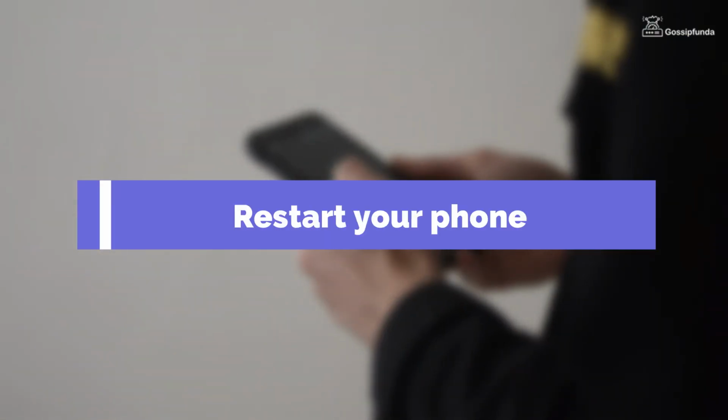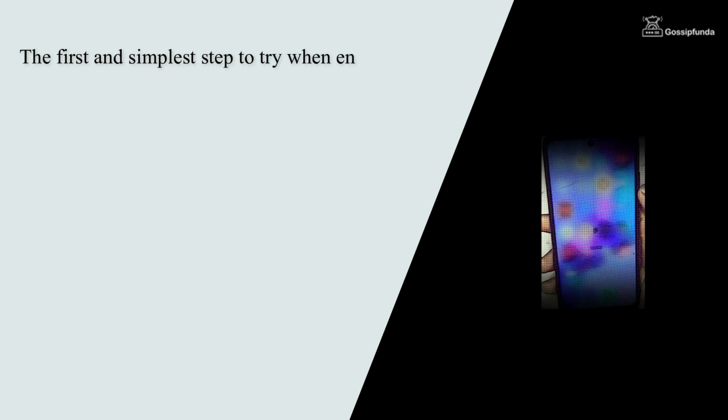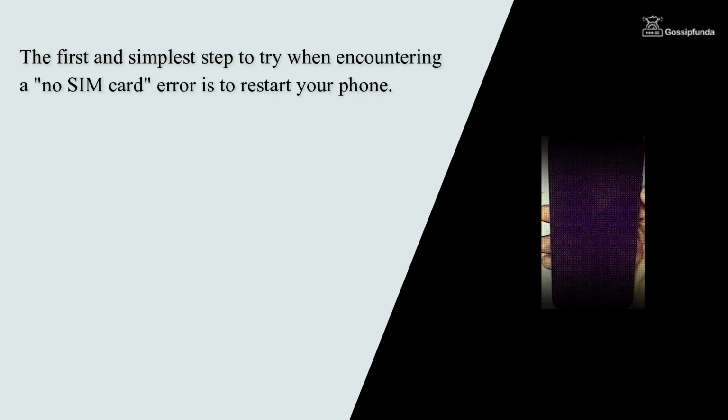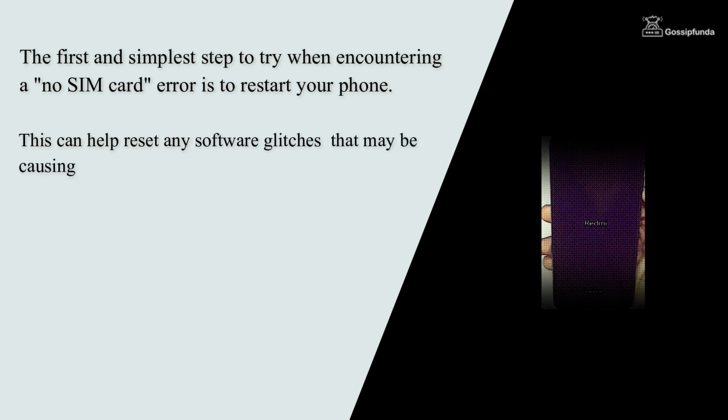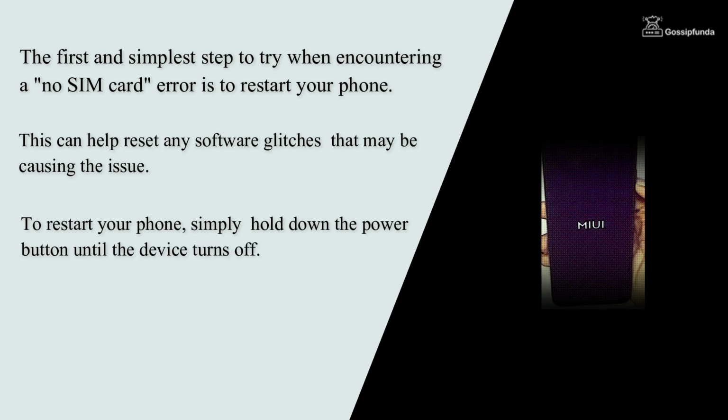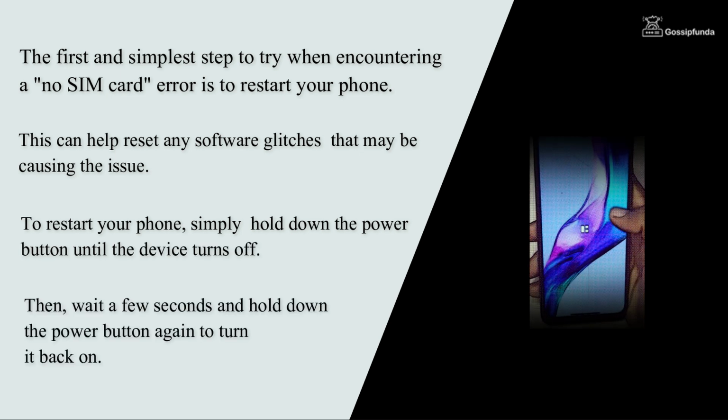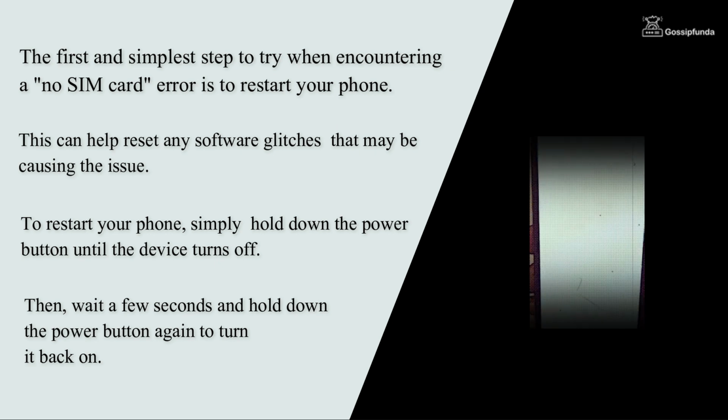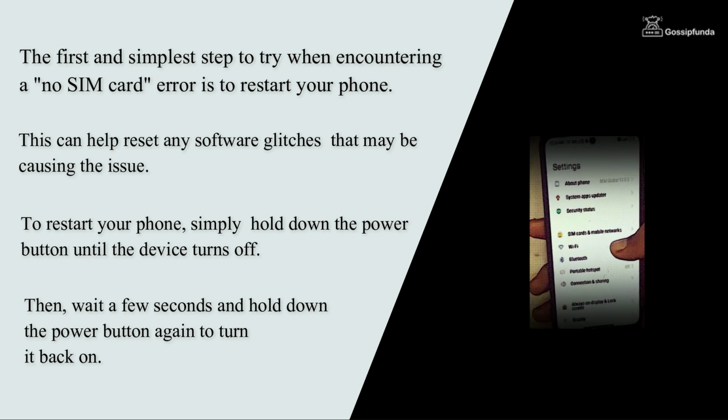Number 1. Restart your phone. The first and simplest step to try when encountering a no SIM card error is to restart your phone. This can help reset any software glitches that may be causing the issue. To restart your phone, simply hold down the power button until the device turns off. Then wait for a few seconds and hold down the power button again to turn it back on.